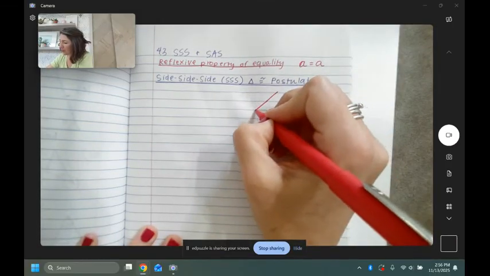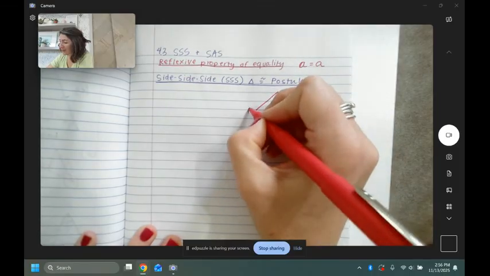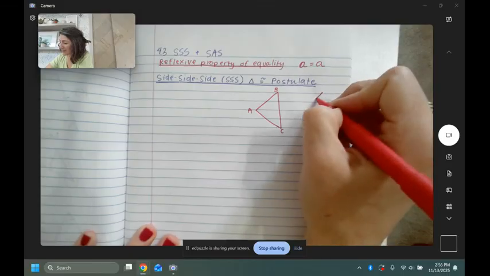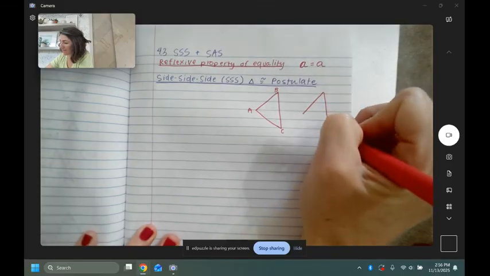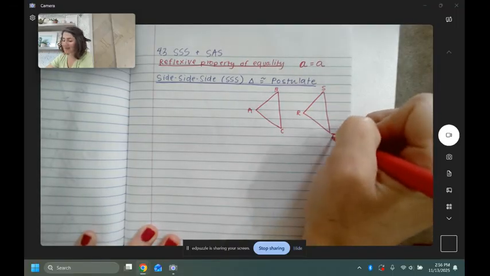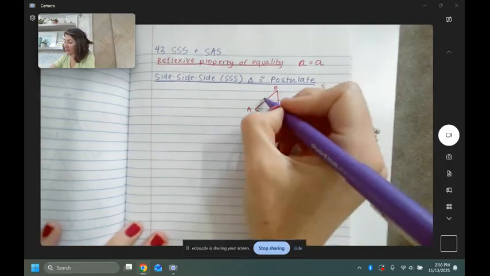I'm going to orient them the same. Do your best to make them also look the same. Triangle ABC. Not bad. And triangle RST. Okay. And what the side postulate says is if all three side pairs are congruent, then the triangles are congruent. So let's look at that. It's going to look like this.